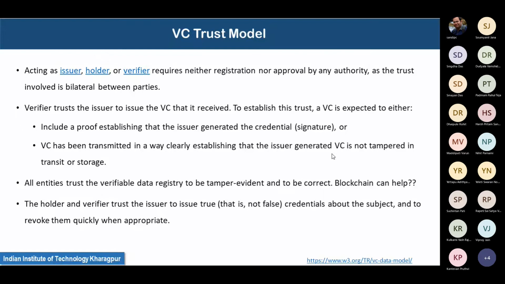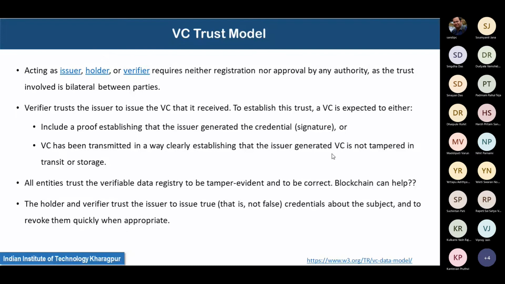Yes, sure. So what I was saying is that this VDR is supposed to be tamper evident and be correct. So of course that is where blockchain can play a big role, and that is what we'll also mention towards the end of the lecture. And the holder and verifier trust the issuer to issue true credentials. So of course it is expected that the example university would not issue this credential saying Pat was an alumni if he was indeed not.